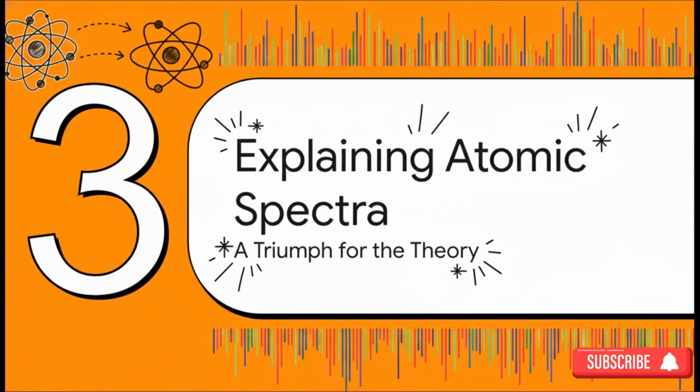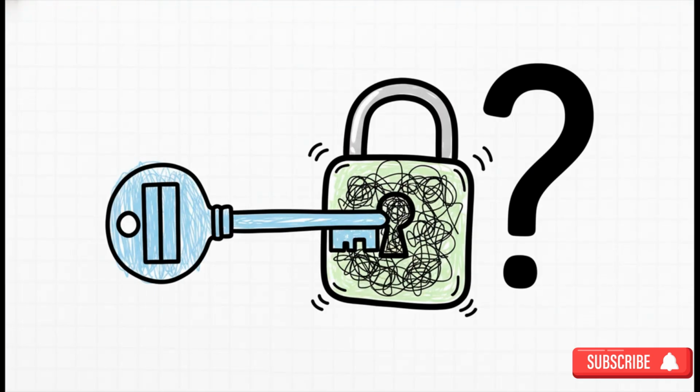Section 3, explaining atomic spectra. This is where the Bohr model went from being a crazy idea to a Nobel Prize-worthy theory. Because it didn't just solve the stability problem, it perfectly explained that mysterious barcode of light from hydrogen. So let's circle back to this puzzle for a second.